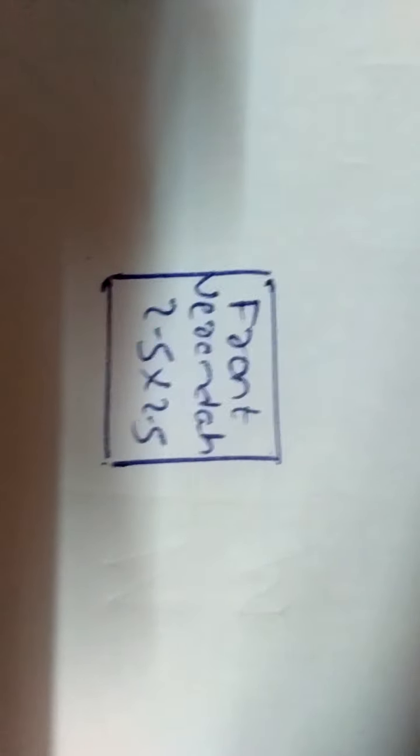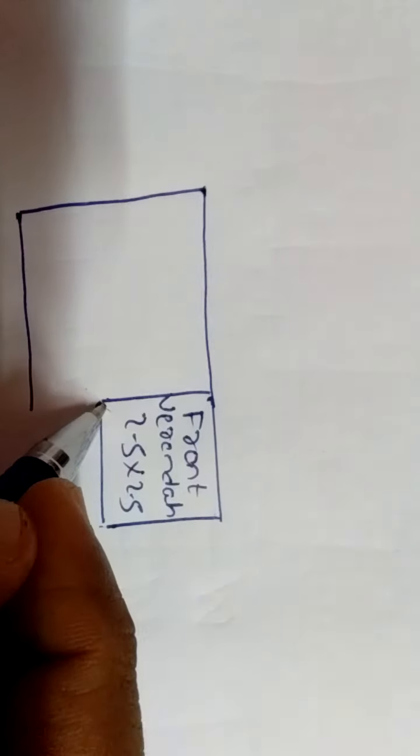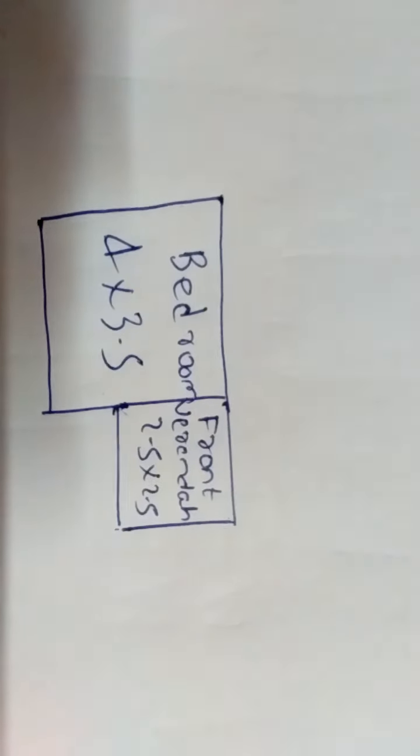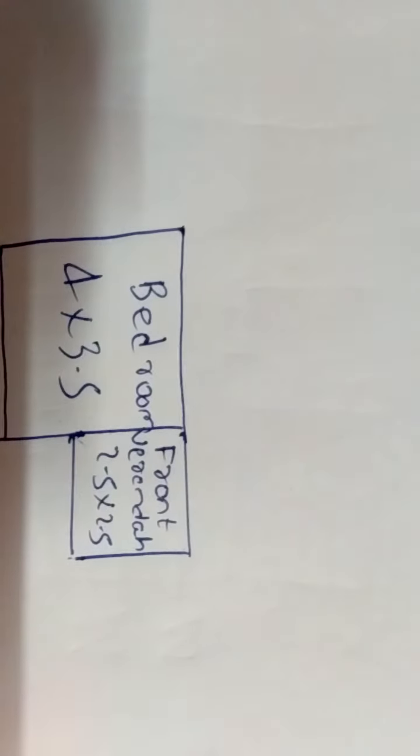In front of the front veranda we can give the hall, and to the side of the front veranda it will be like a corner, so we can give the bedroom. The bedroom size has been given as 4 meter by 3.5 meter in the question. So let us draw a 4 meter by 3.5 meter room here. This will be 4 meter and this will be 3.5 meter. So you can just join. This will be the bedroom, 4 by 3.5. This will be 4 and this will be 3.5.